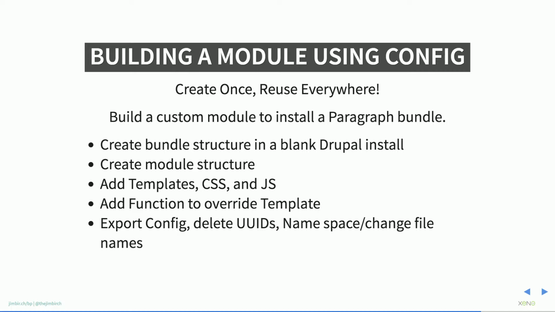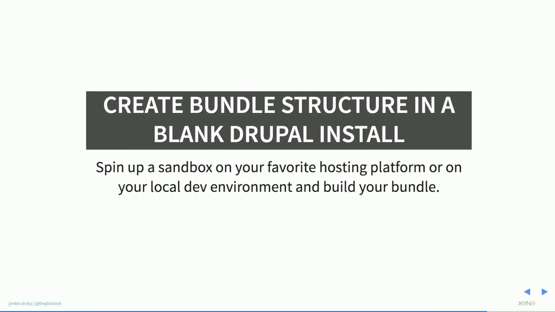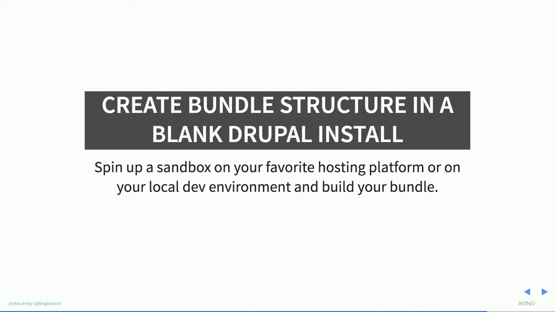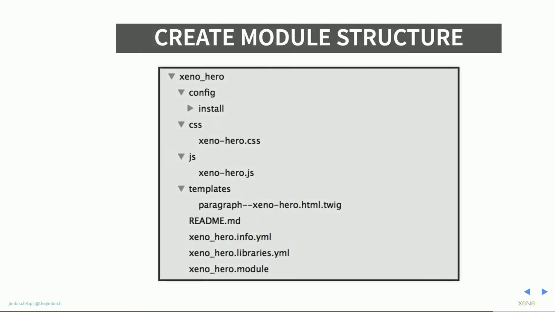And then once everything's ready, once I'm ready to test, I export the configuration. I delete the UUIDs. This is what makes the configuration specific to a site. Get rid of that, and it's gone. And then namespace and change the field names. And I'll go through each of these steps right now. So we spin up a sandbox and start working.